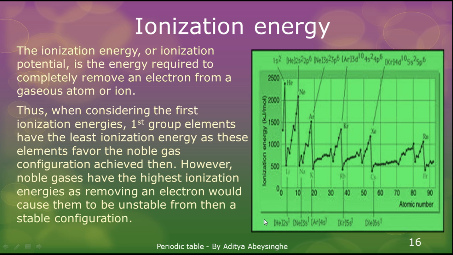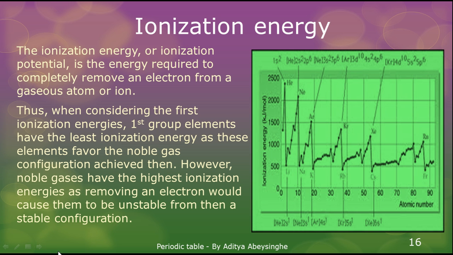So for these elements, when you remove this electron, they tend to get the stable configuration. They like the stability that they then achieve. So what happens is that the least ionization energy is experienced. The least first ionization energy is experienced by the first group elements, or the alkali elements.